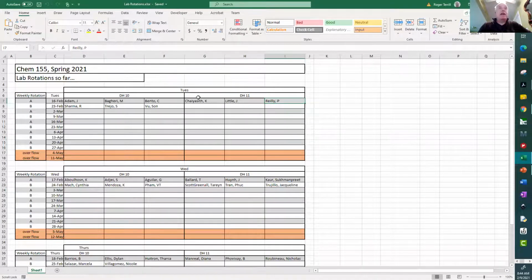and here's our lab schedule. This is Tuesday, the 16th. That's going to be Mina, Bento, Adam, Chiseth, Little, and Riley. It's going to be these 6 folks who are coming next Tuesday, right? And next Wednesday, it's going to be Kareem, Solomon, and others.